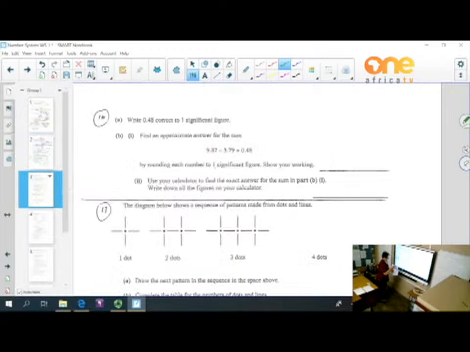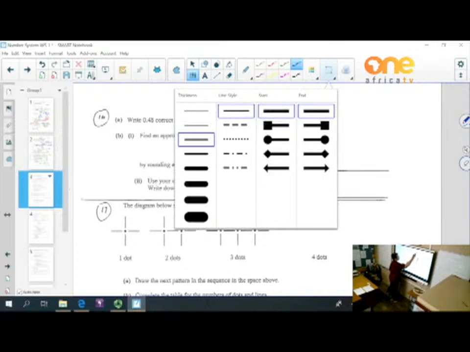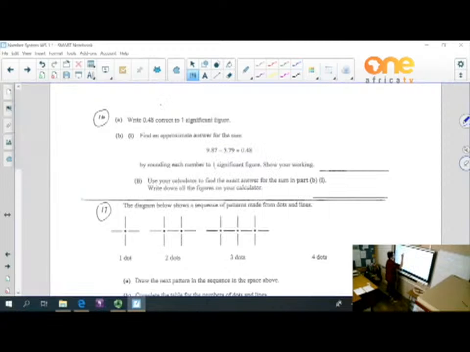Question 16. Write 0.48 correct to one significant figure. So here we are. There is one significant figure. You remember, you don't look at the 0. The first one must be a number, not 0. So will the 8 influence the 4? Yes. So it will be 0.5. Find an approximate answer by rounding each correct to one significant figure.